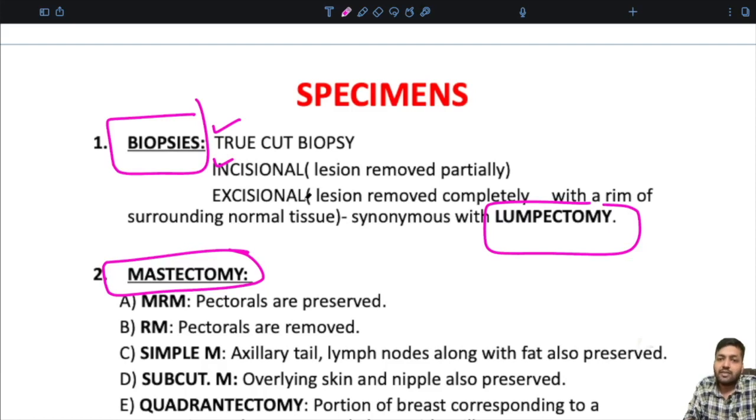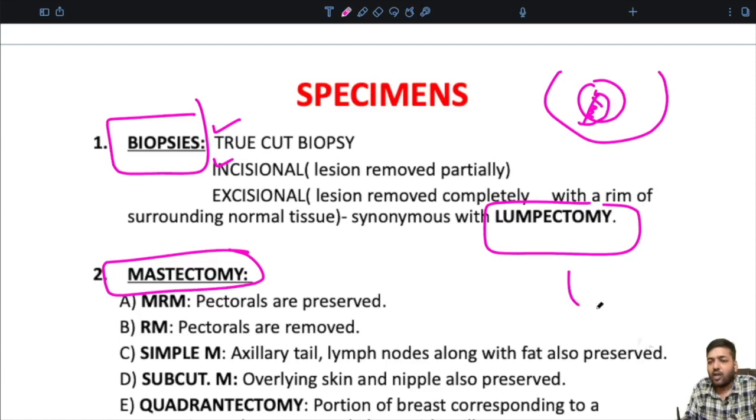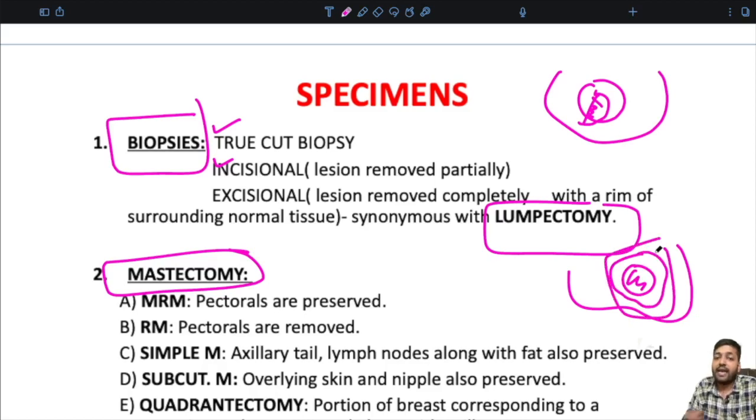Then there can be an incisional biopsy. Incisional biopsy means, for example, if this is the breast and this is the tumor, incisional means that a portion of the particular tumor is removed only. That is what is an incisional biopsy. Now, excisional biopsy means if the entire tumor mass is removed along with some area of normal breast tissue as well, and this holds true for all the tumors arising in any part of the body.